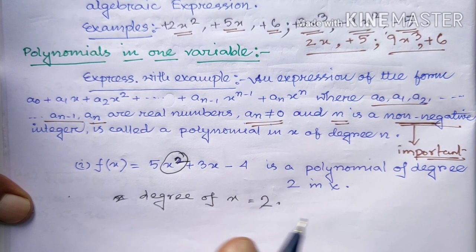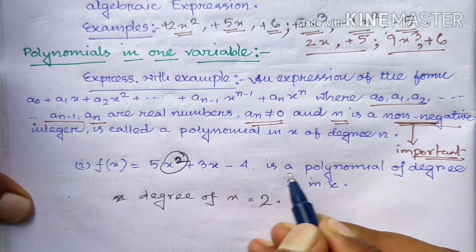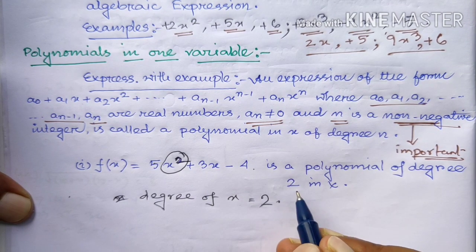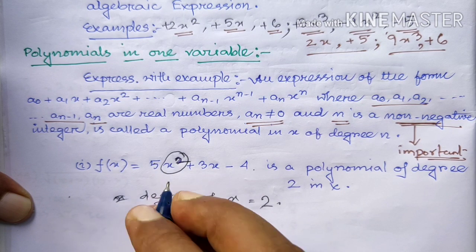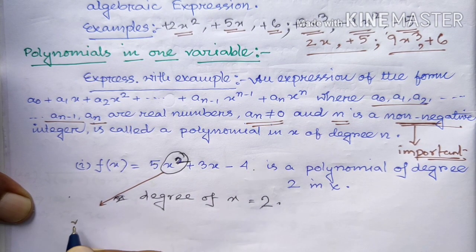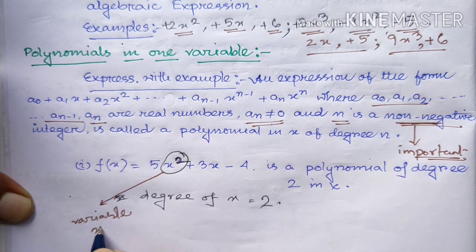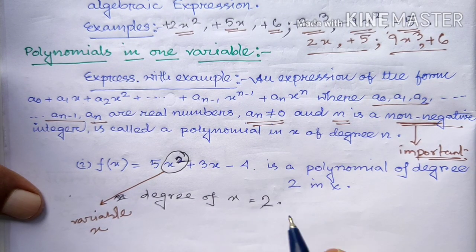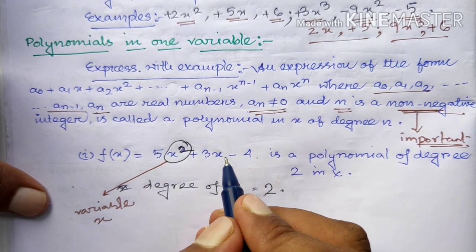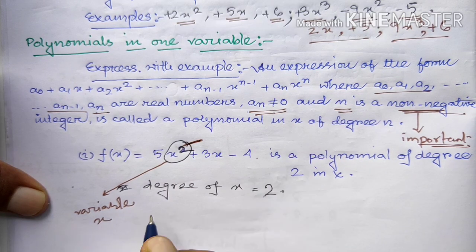For examples, f of x equal to 5x square plus 3x minus 4 is a polynomial of degree 2 in x. A degree is nothing but the highest power of the variable of the polynomial. You can see in this polynomial the highest power of the variable is 2, hence the degree of this polynomial becomes 2.